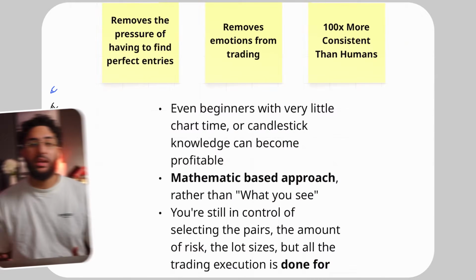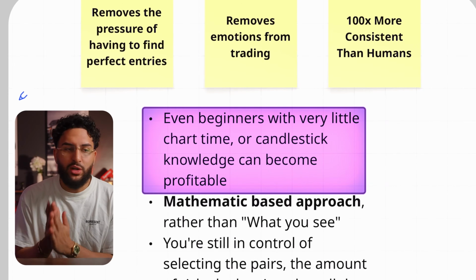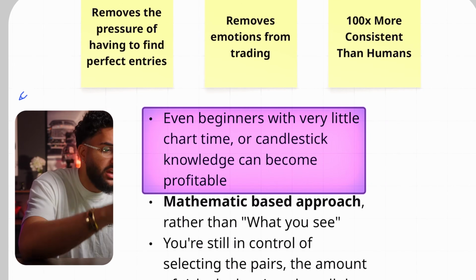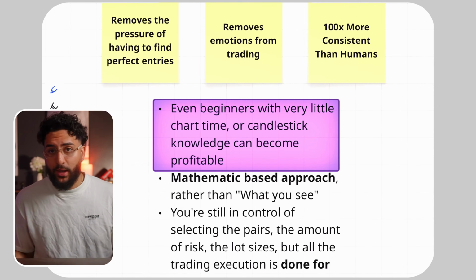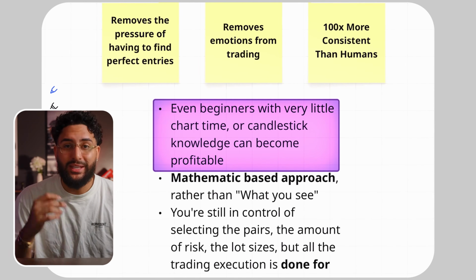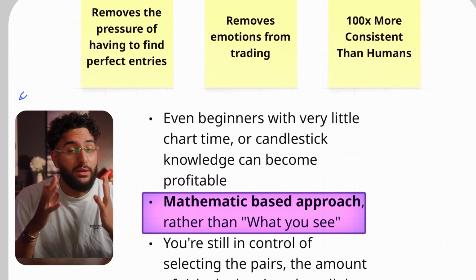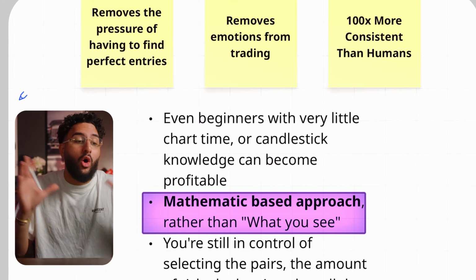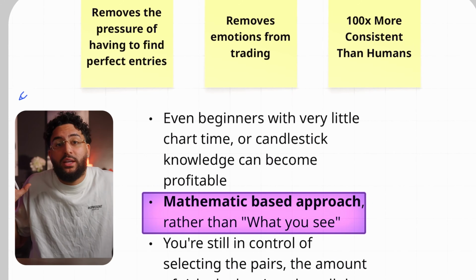Matter of fact, the biggest thing is that even beginners with very little chart time or candlestick knowledge can become profitable. The reason why is because of my second point, that this trading algorithm uses a mathematic-based approach instead of, oh, this is what I see in the charts and that's it. That's the problem. What you see in the charts, somebody else could look at the exact same thing and see something totally different. You might see an uptrend and he might see a downtrend forming. And because of that, you see people that are trading the exact same strategy have completely different results because they're seeing different things.